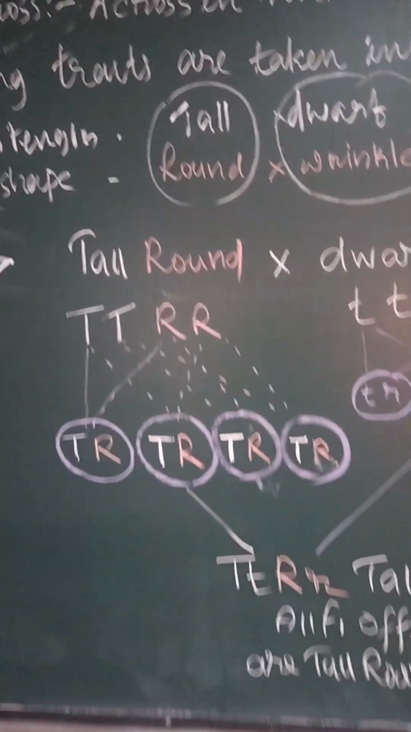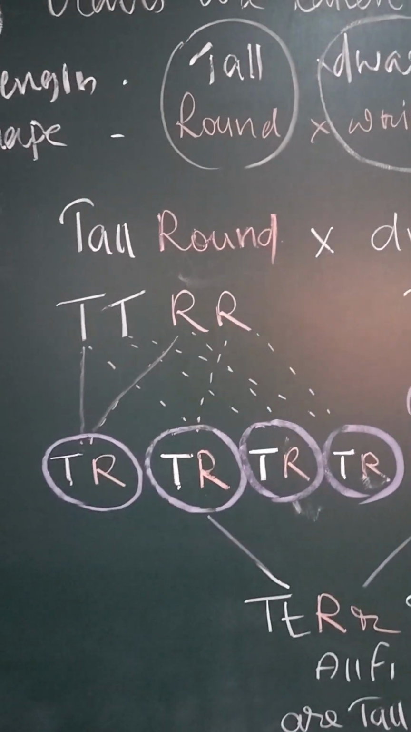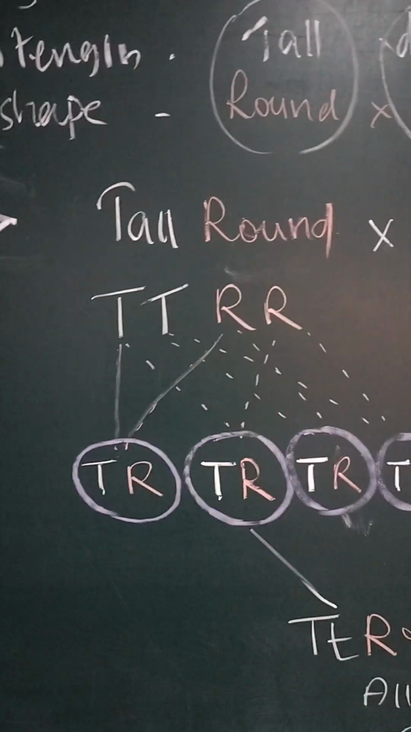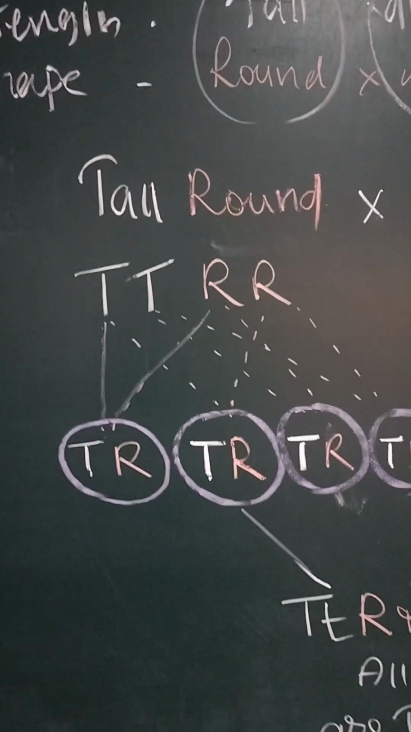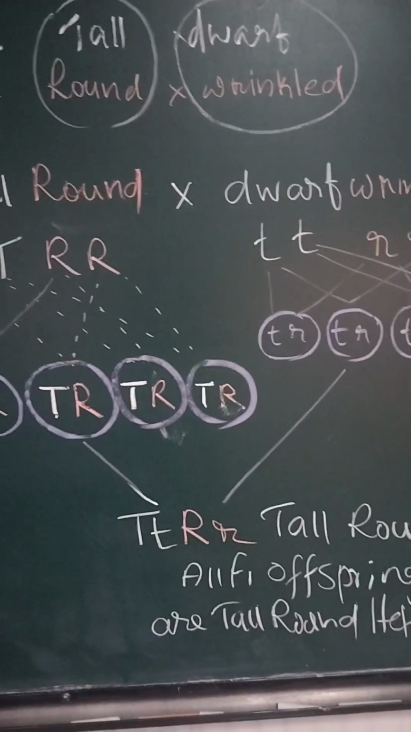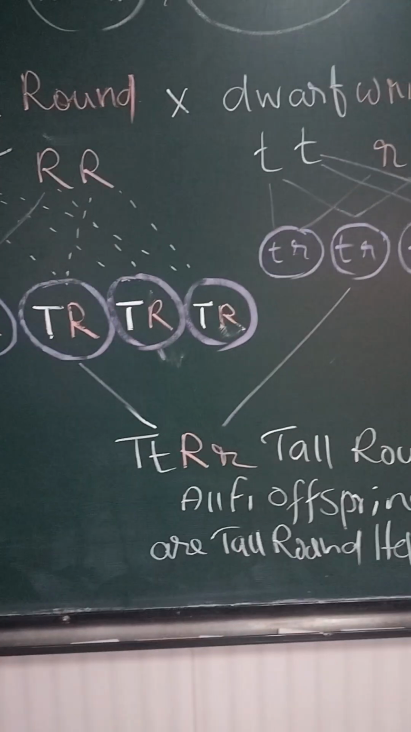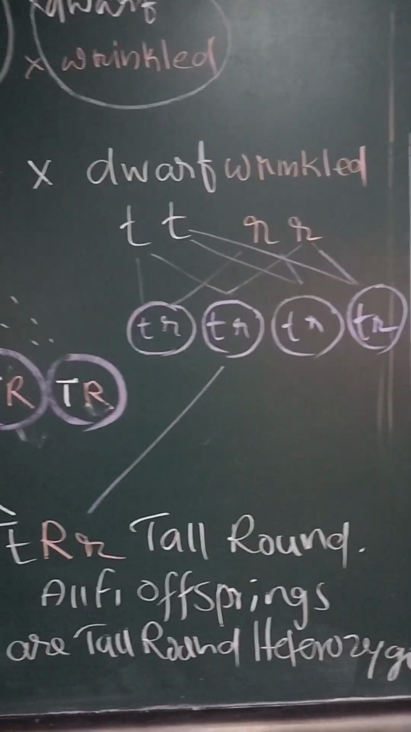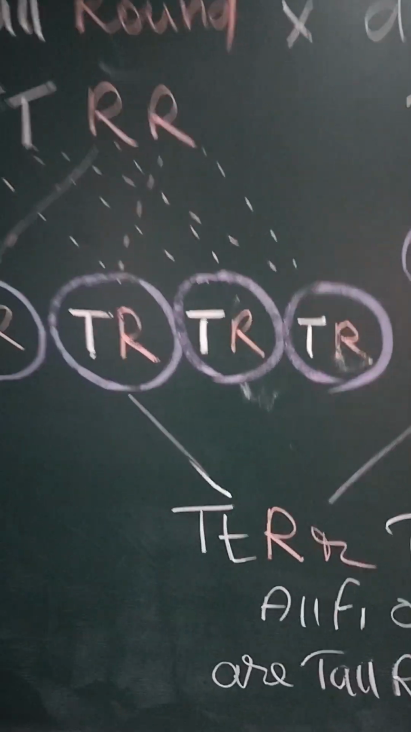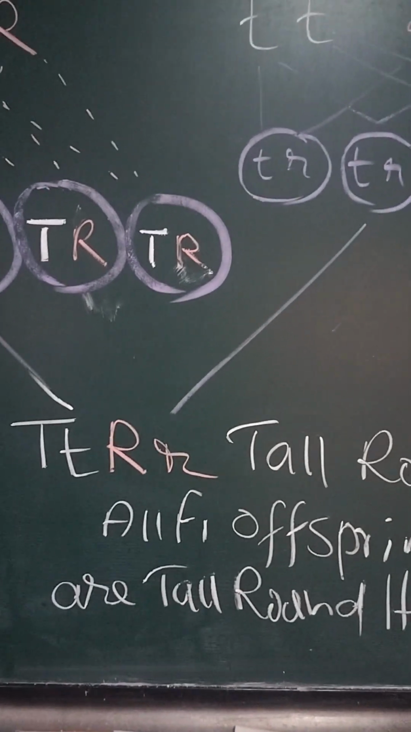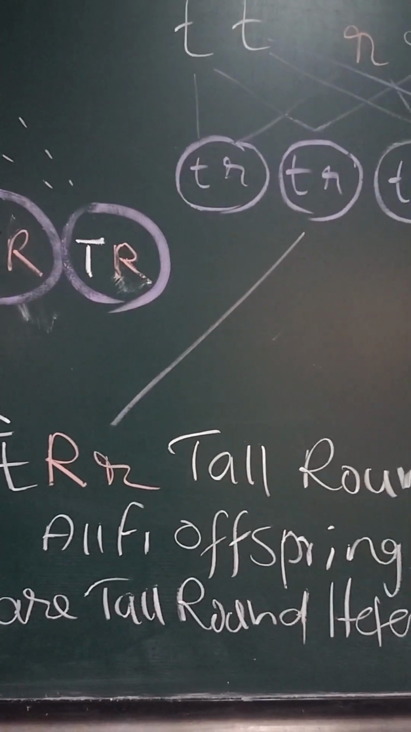For making the gametes, you can see that four types of gametes can be formed. They assort independently, and they can join to form four types of gametes. Finally, to make the F1 cross, you have to select any two gametes and make the genotype. So this will be the F1 generation, which will be tall round plants. All will be heterozygous: capital T, small t, capital R, small r. So all of the F1 offspring are tall, round, and heterozygous in nature.